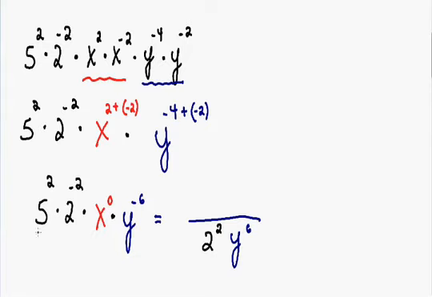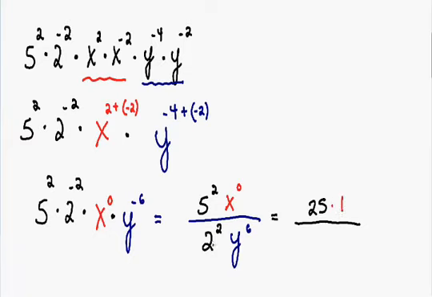Our 5 squared, which is in the numerator, stays in the numerator, and our x with a 0 exponent, which is in the numerator, stays in the numerator. So now we just need to simplify this a little further. In our numerator, we have a 5 squared. 5 squared is equal to 25, and that is being multiplied by x with a 0 exponent. Anything with a 0 exponent is equal to 1. So this is being multiplied by 1.